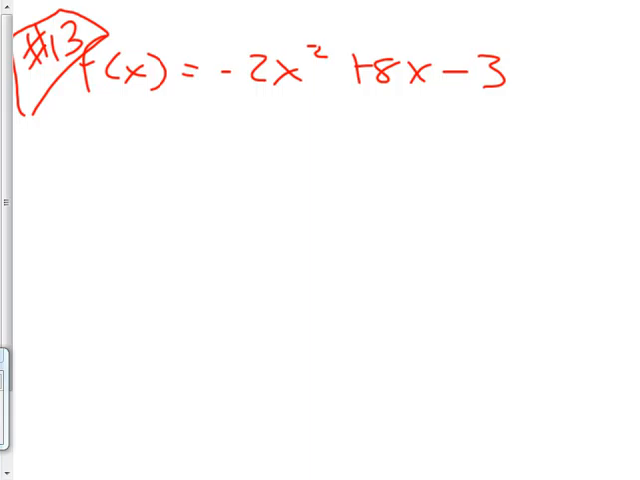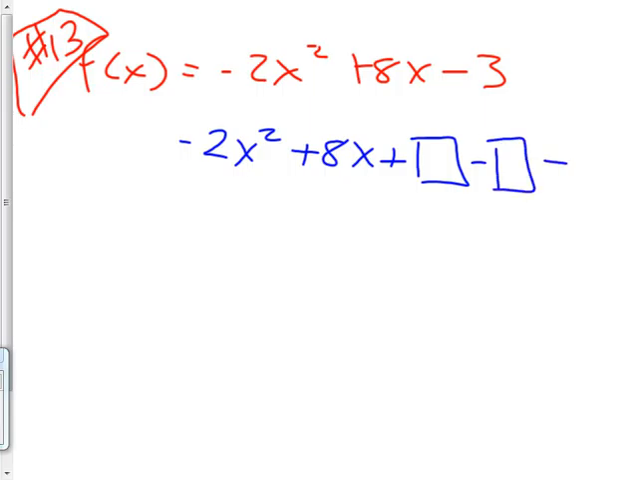This one is write it in vertex form. You got to use the plus box, minus box thing for this. Do you remember that? If you don't, you might want to follow me in doing it. You rewrite this with plus a box and minus a box in the right spot: negative 2x squared plus 8x plus a box minus 3. You might want to get started writing unless you've already done number 13.